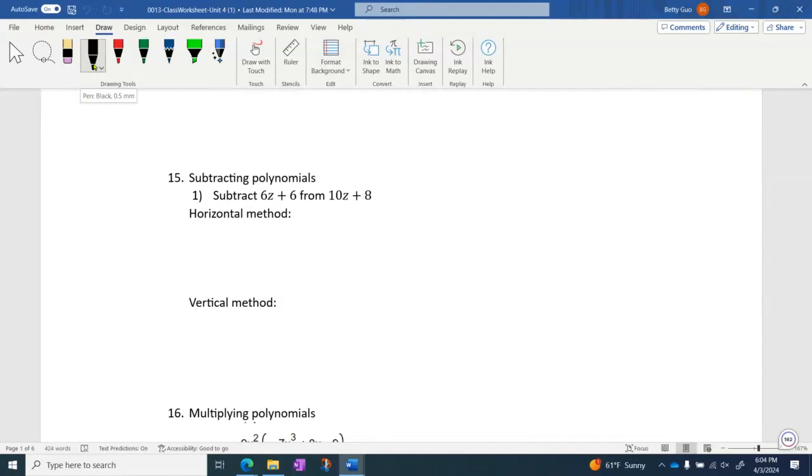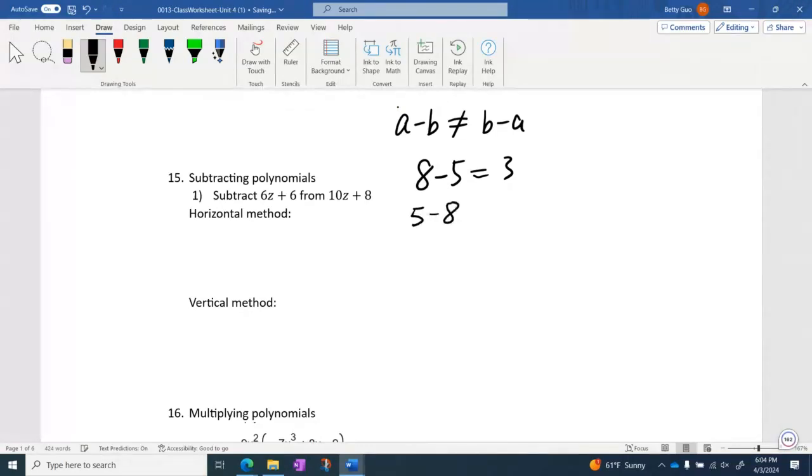Subtraction, unlike addition and multiplication, is not commutative. That means if we have two numbers a and b, a minus b is in general different from b minus a. For example, 8 minus 5 equals 3. If we switch the two numbers in the subtraction, we do not get the same number. Instead, we get the opposite of 3.